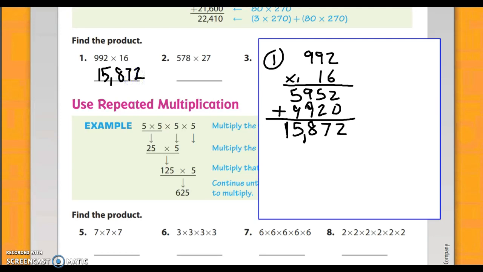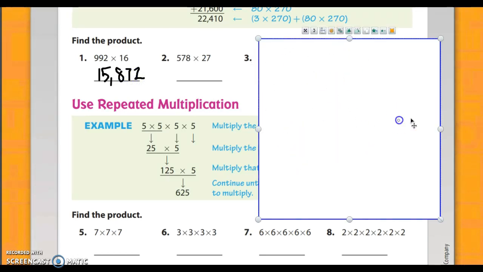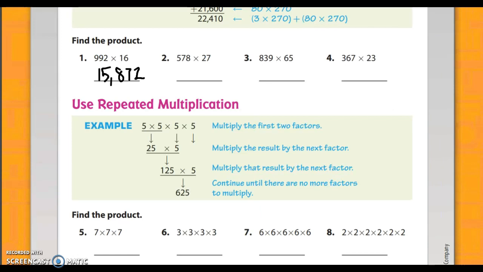Alright, what I want you to do now is hit pause. I want you to solve numbers 2, 3, and 4. And I want you to hit play when you're ready to check your answers. Okay, the answers to number 2, 3, and 4 are 15,606, 54,535, and 8,441. If you got any of those wrong, please fix them and then move on.